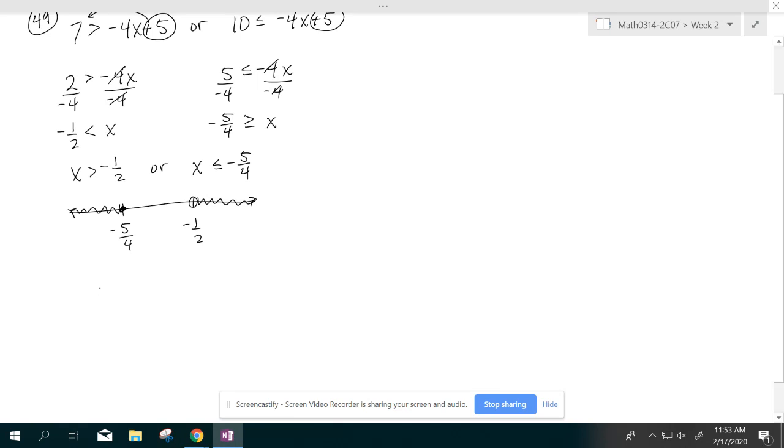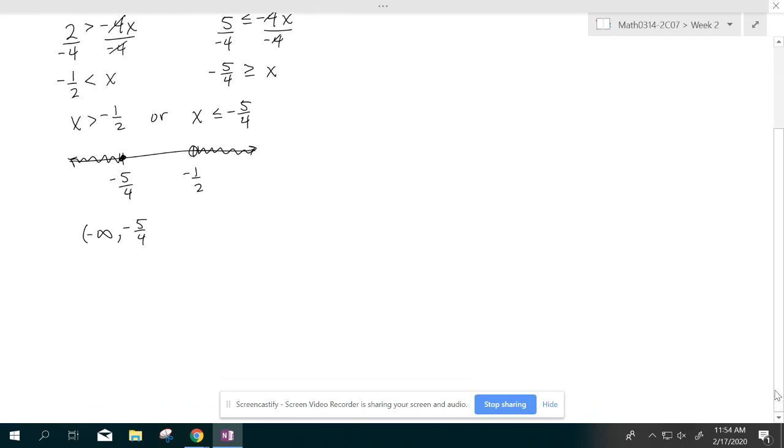Here's what it looks like in interval notation, okay? Remember that union, the word or, union, means that you take all of the shading, even if it doesn't overlap. You're still going to take all the shading. So where does this shading start? On the left. And since it's on the left, it's -infinity. And the shading continues up to -5/4. And the -5/4 gets what symbol? A bracket.